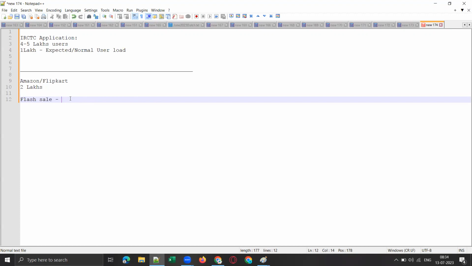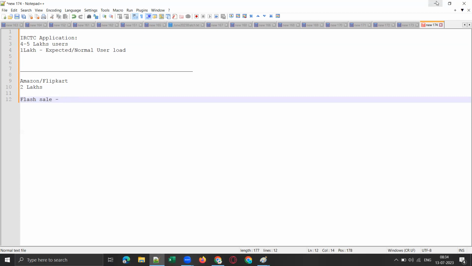Of course, as it is a flash sale, there is more than normal user load on the application. That's why it is slow. But what if it is displaying page not found, page can't be displayed, or you are seeing a blank screen, a white page? That is not acceptable, right? Yes or no, guys? Yes.